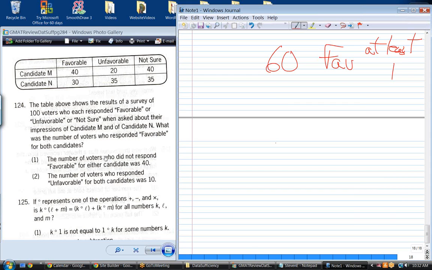Well, if there's 70 total favorable votes, and only 60 people responded. No, at least, let's see, the number of voters who did not respond favorable for either candidate was 40. That means that 60 did favorable for at least one. And so there's 60 favorable votes. That means there's 10 unaccounted for, which means at least 10 people voted twice favorably.